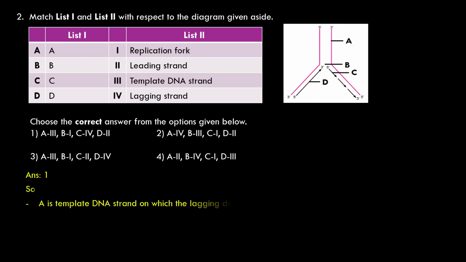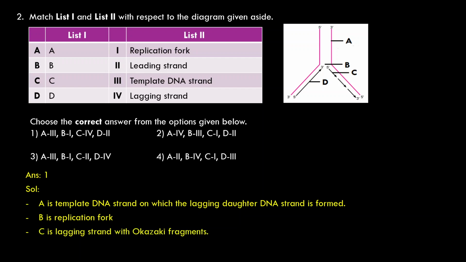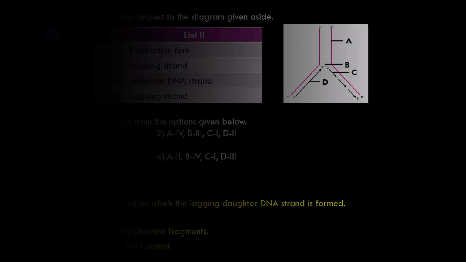First option. A is the template DNA strand on which the lagging daughter DNA strand is formed. B is replication fork. C is lagging strand with Okazaki fragments. D is the leading daughter DNA strand. Coming to the next question.